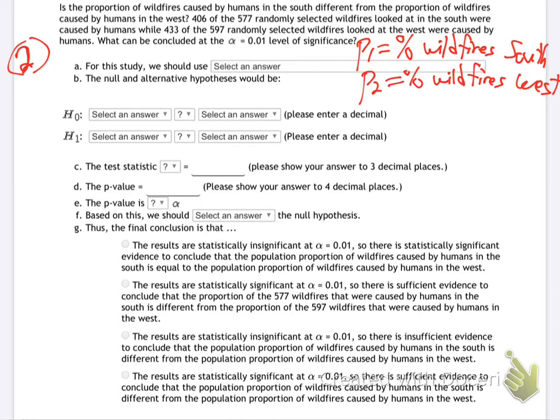Are most wildfires caused by humans? Probably. Not caused by bears usually, are they? I don't know. Natural causes, I guess. But anyway, all right, so let's go on.